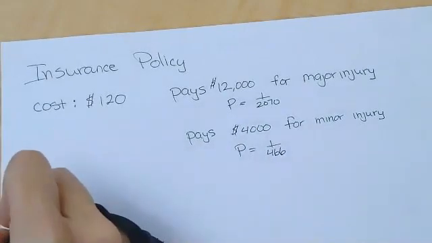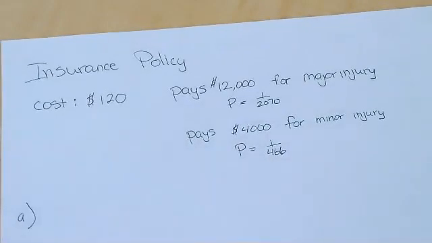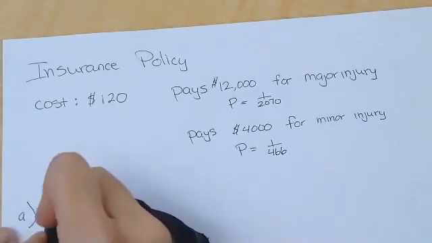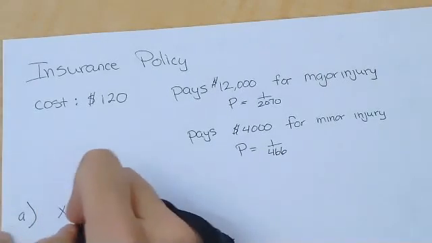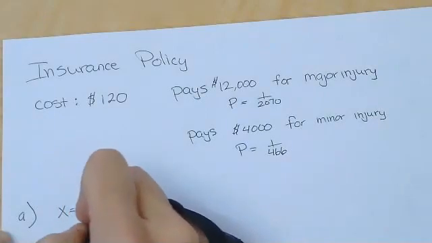So part A says create a probability model. That's a table with probabilities to represent the profit for the company. So let's let X equal their profit.